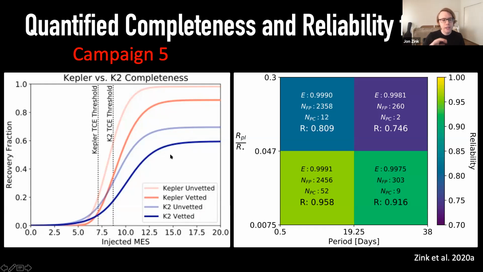Likewise, we can invert the signals and test the reliability and look for systematics that trigger false planet recoveries. And we find that our sample is really, really pure. We're getting about a 94% reliability. So that means that 94% of our planets are real signals and not systematic issues.